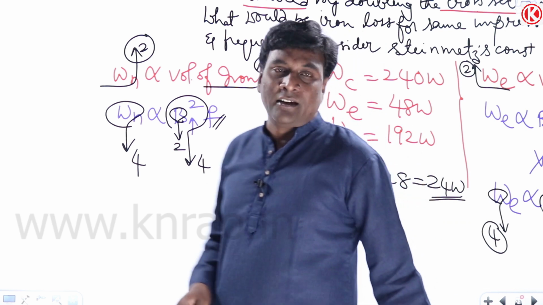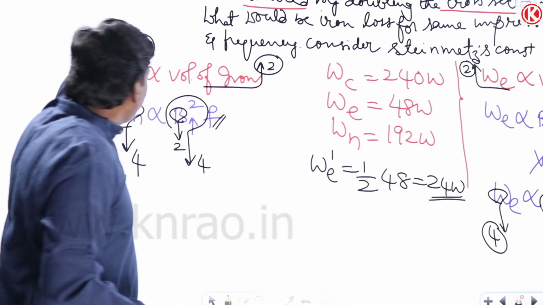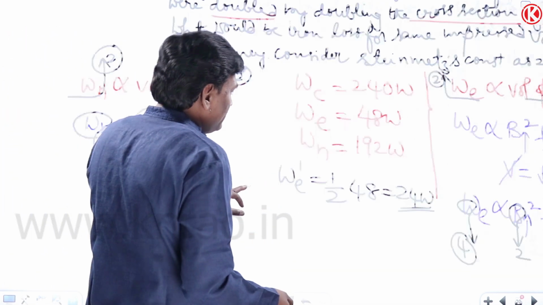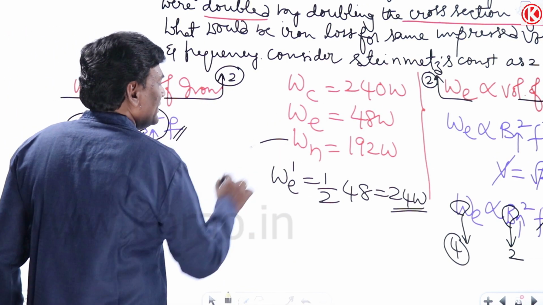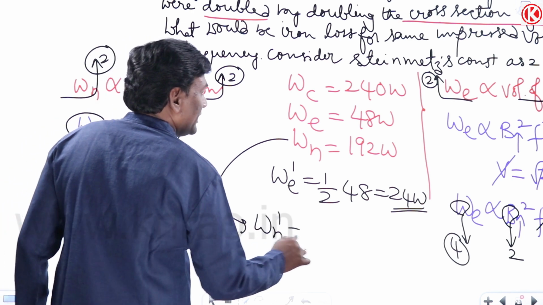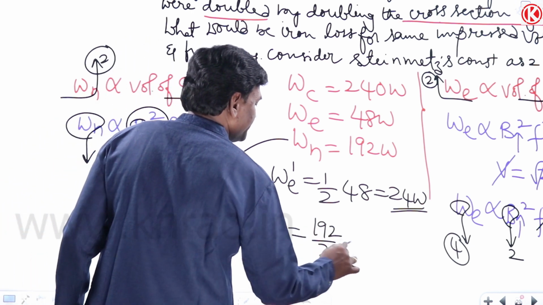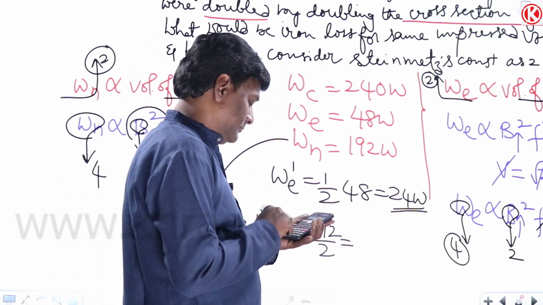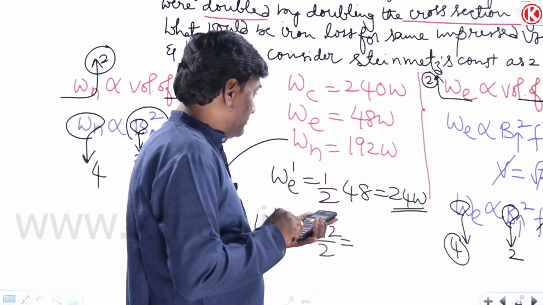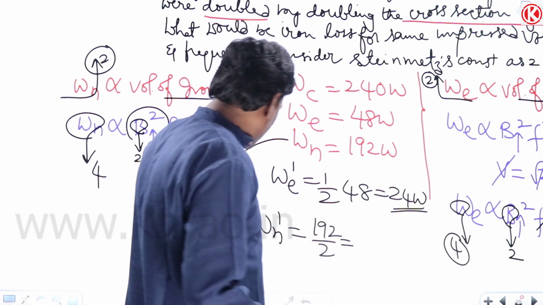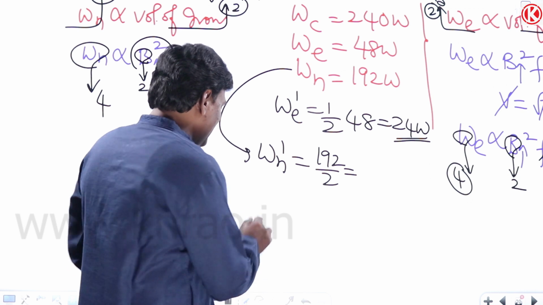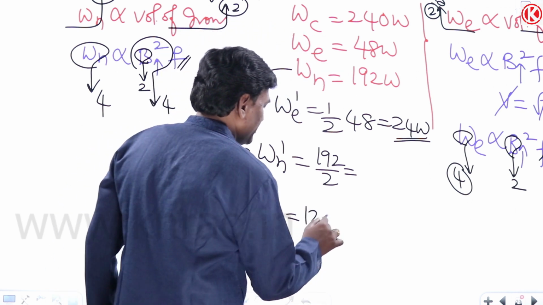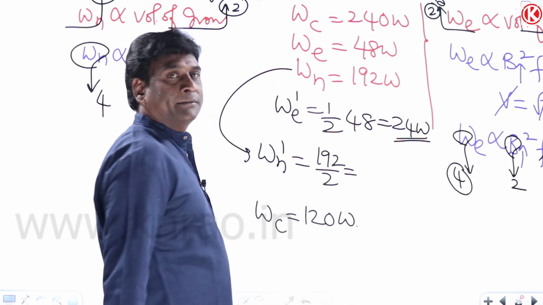So net hysteresis loss: from here it should be increased by 2 times, from here it should be reduced by 4 times. Now net should be reduced by 2 times. So the hysteresis loss dash equals 192 by 2, plus 24. So net core loss in the second case is going to be half of 240, that is 120 watts.